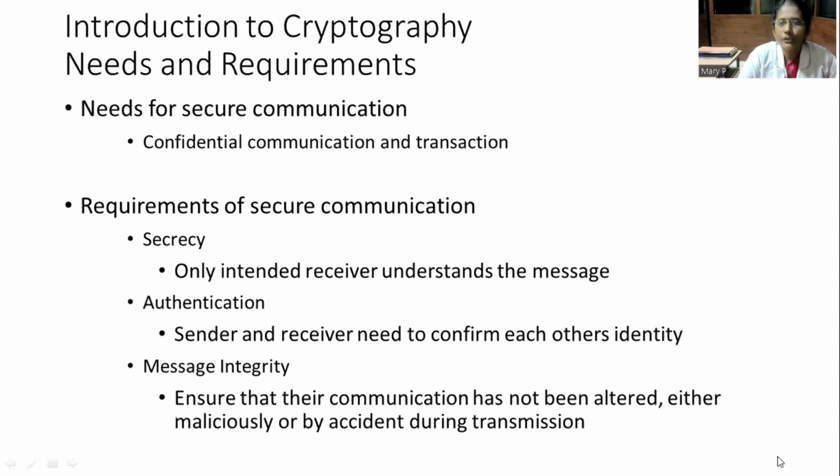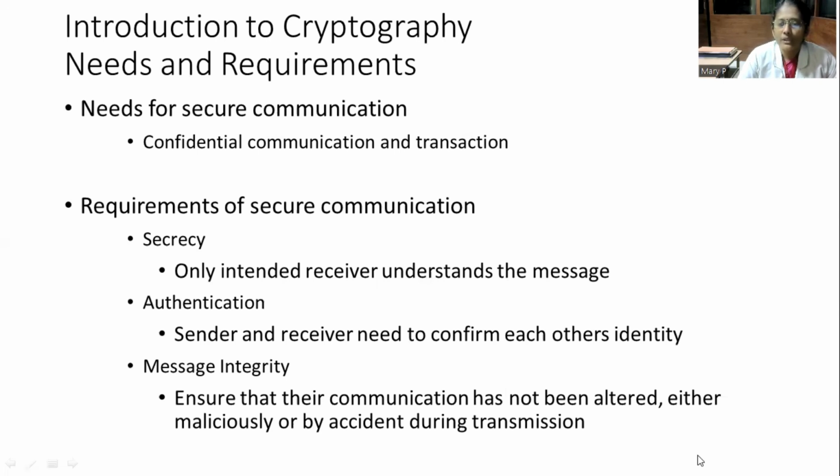If you want to send information confidentially to other persons, if you want to do communication confidentially, or you want to do a transaction, then we need some security. For that security purpose, we use the concept of cryptography. If we want to do cryptography, what are the requirements needed?